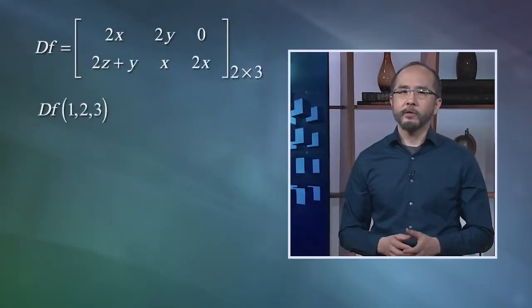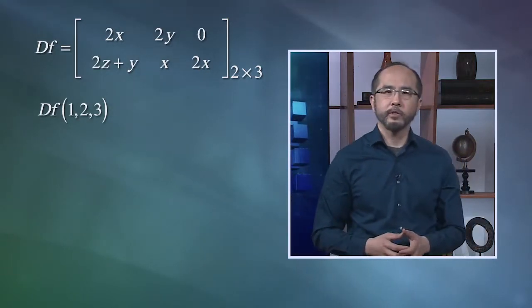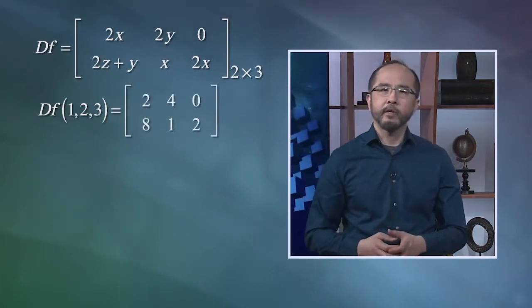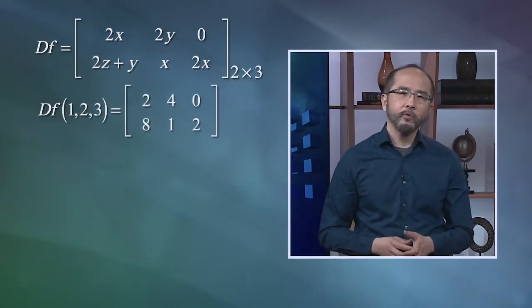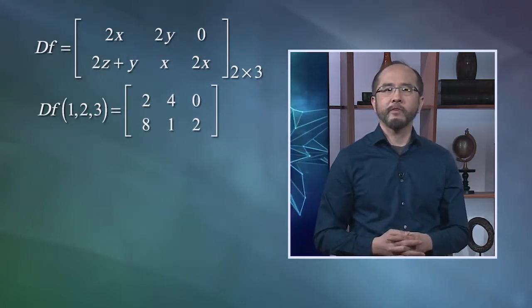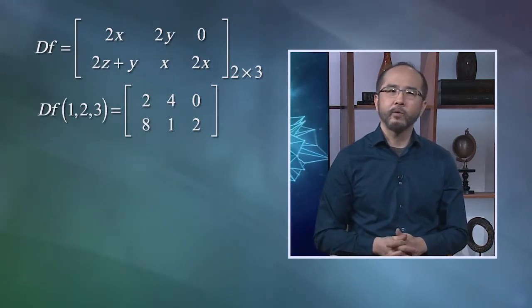And if you ask me to evaluate Df at specific points, like (1, 2, 3), I can plug those in and I get the matrix with rows 2, 4, 0 and 8, 1, 2. This matrix will give a good idea of how f of x, y, z behaves near the point (1, 2, 3).